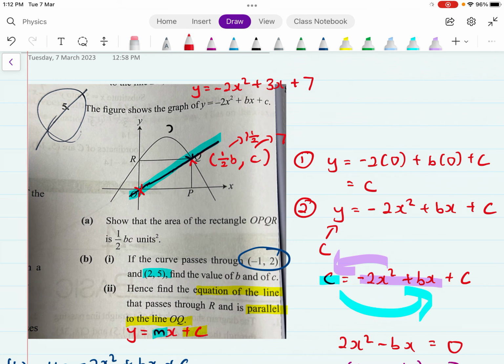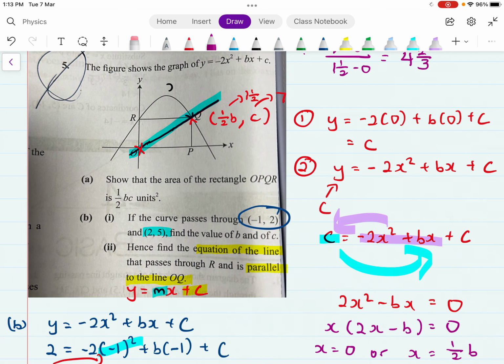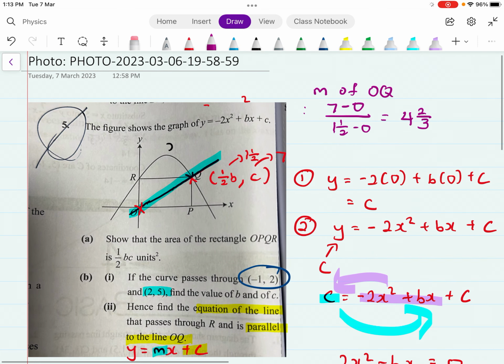So I use y2 minus y1. So the gradient of OQ is equal to 7 minus 0 over 1.5 minus 0. So let's determine 7 divided by 1.5. Okay, so the gradient of OQ is 14 over 3. So since my so-called unknown line is parallel to this OQ, right, means that the gradient of the unknown line must also be 14 over 3.